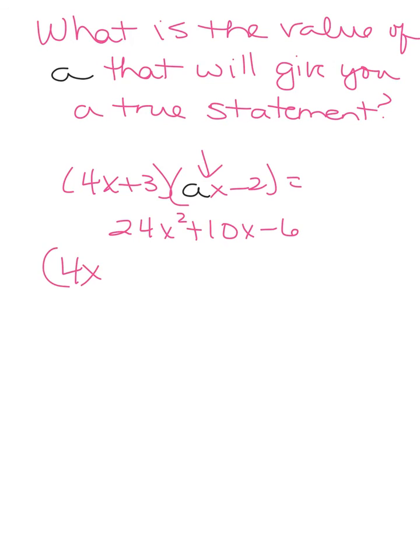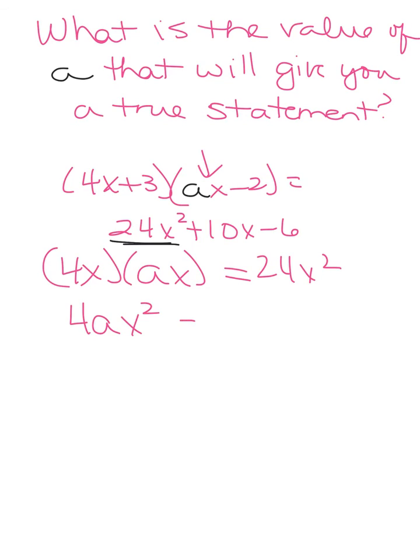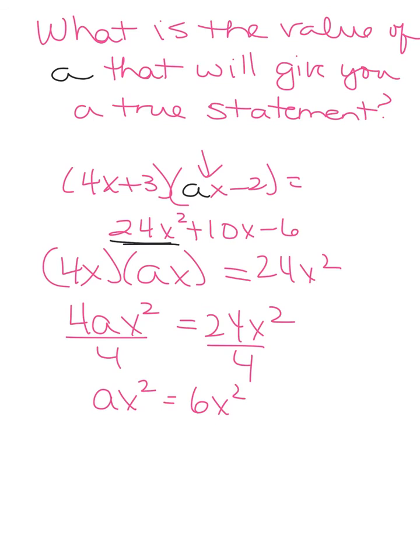So I have 4x times ax is equal to, now we know it's going to equal right here, 24x squared. So when I multiply my first terms together, I have 4ax squared is equal to 24x squared. Now if I divide both sides by 4, I have ax squared is equal to 6x squared, so I can see that a is equal to 6. Now again, if I want to double check the whole thing because I didn't feel very confident, I can do that.